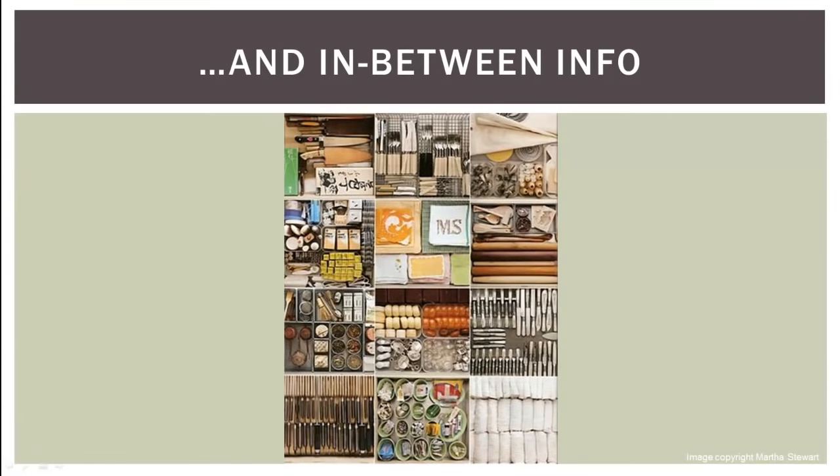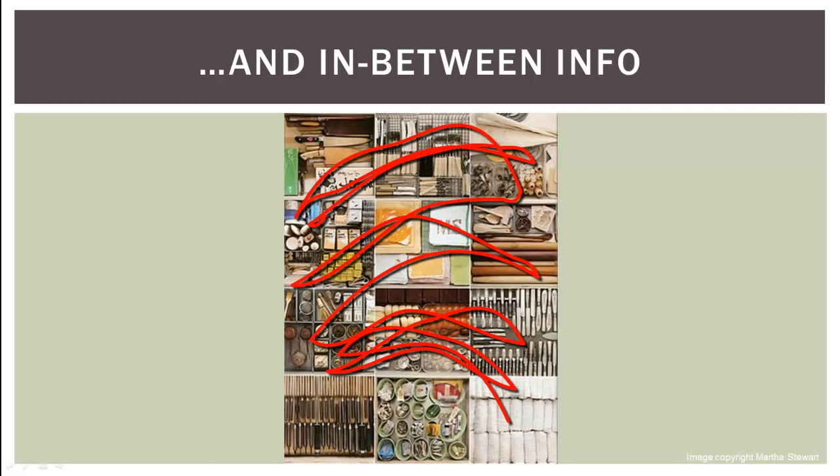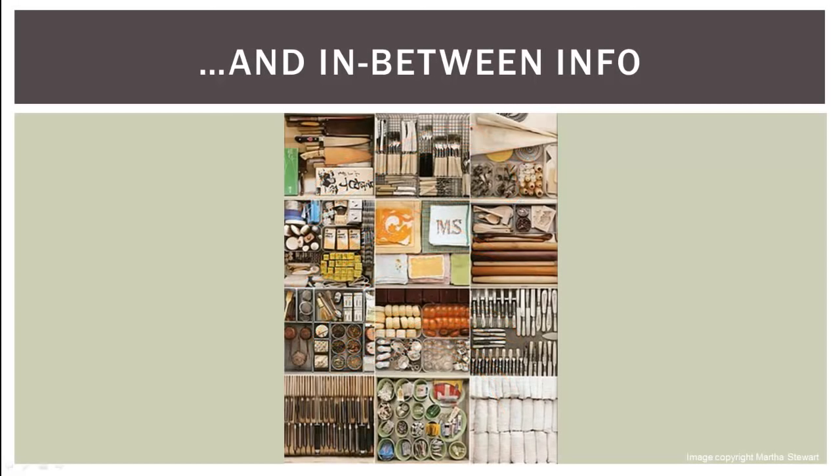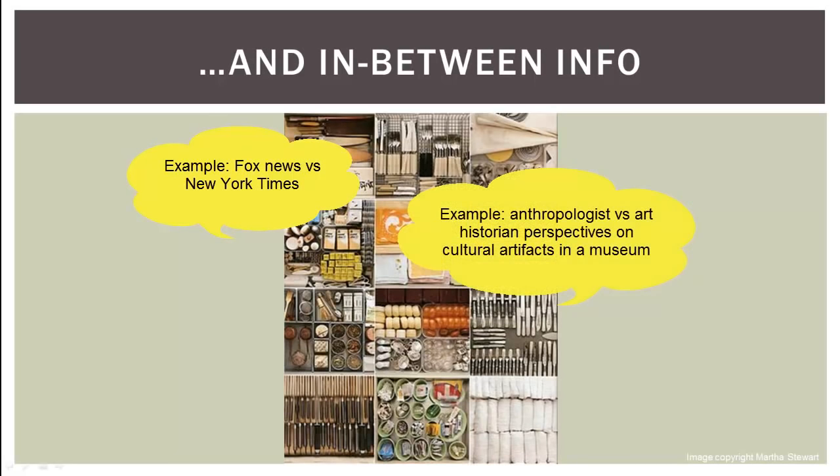However, you have probably noticed that most information isn't as neatly compartmentalized as Martha Stewart's kitchen drawers, but falls somewhere in a gray area between two extremes of complete objectivity and complete subjectivity. We know that marketing materials and news reporting often presents information inflected by a particular point of view. Peer-reviewed journal articles are scientifically accurate and yet may reflect a bias inherent to a discipline.